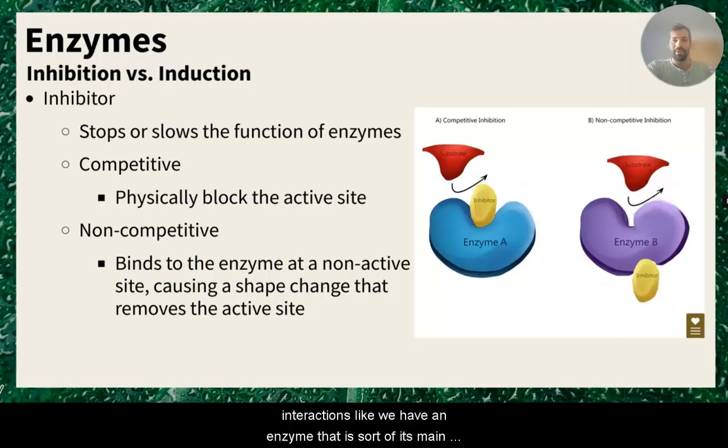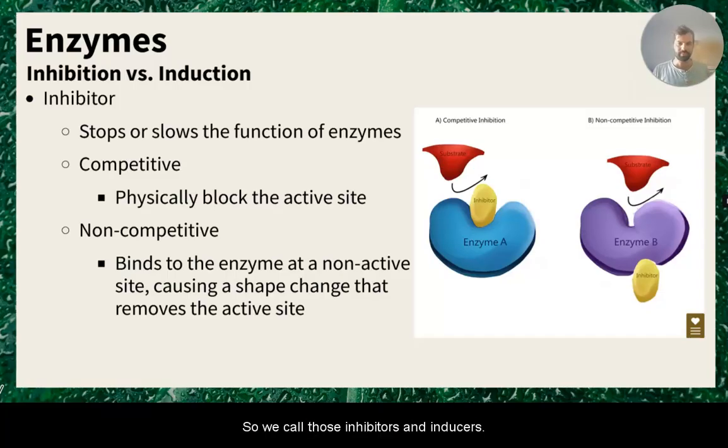We can think of those interactions like we have an enzyme whose main function is to interact with a particular substrate, but you can have other chemicals interacting with the enzyme to influence its ability to do that. We call those inhibitors and inducers.